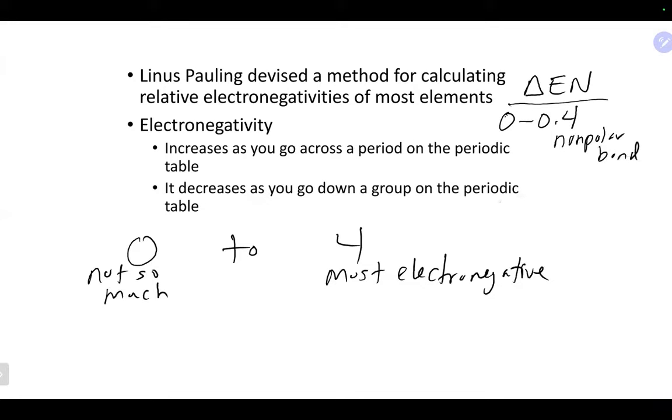If you do the difference and you get above 0.4, like 0.5, to below 2, that is considered a polar bond, a polar covalent bond. And if you do the difference and it's above 2, and this number is not perfect, by the way, it's ionic.